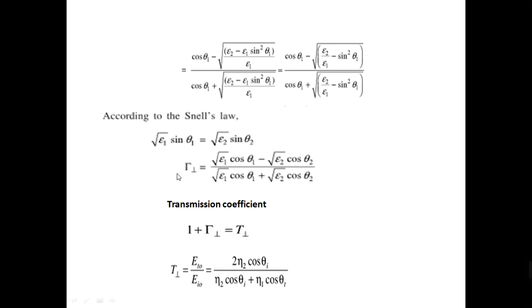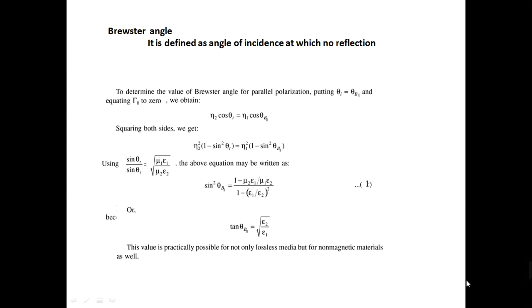So this is the reflection coefficient for perpendicular polarization, and once you obtain it, you can obtain the transmission coefficient by using this relation: 1 plus reflection coefficient is equal to transmission coefficient. Again, I leave it as an exercise for you to express this transmission coefficient in terms of the permittivity of the medium. These are the expressions we have obtained for parallel polarization and perpendicular polarization.